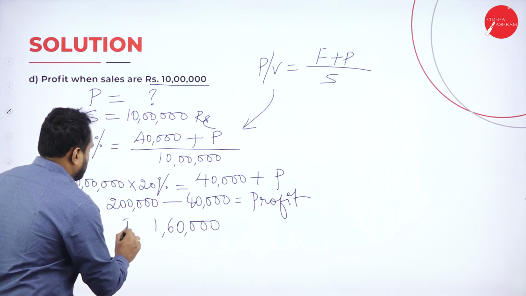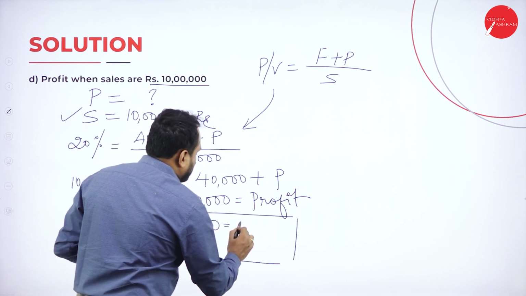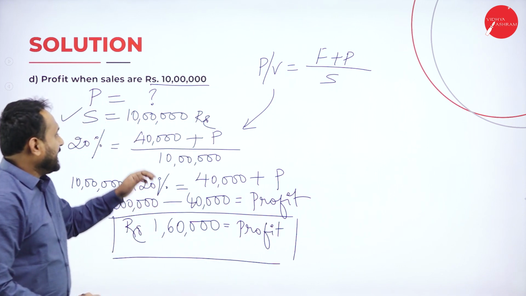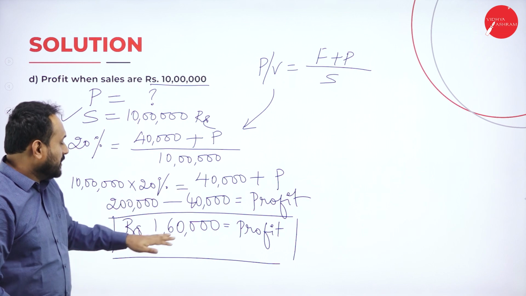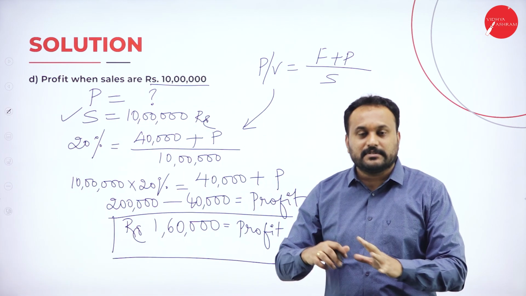1,60,000 rupees is equal to profit. So whenever I have sales of 10 lakh rupees, what will the profit be? 1,60,000. This is how we are supposed to substitute.